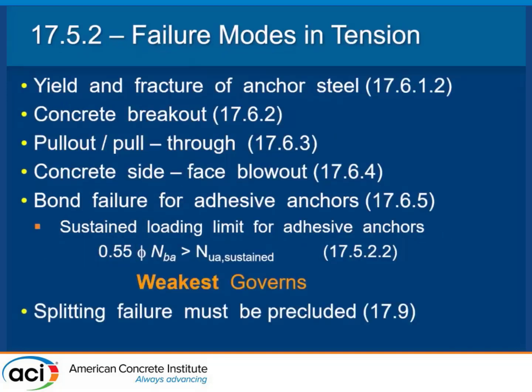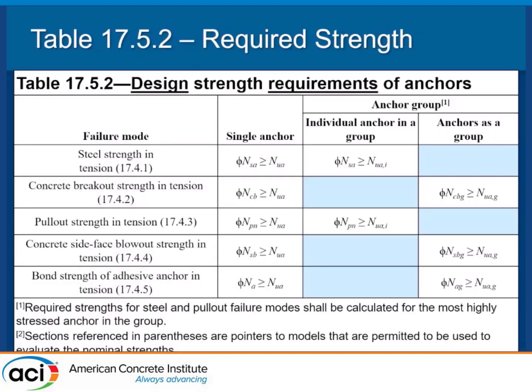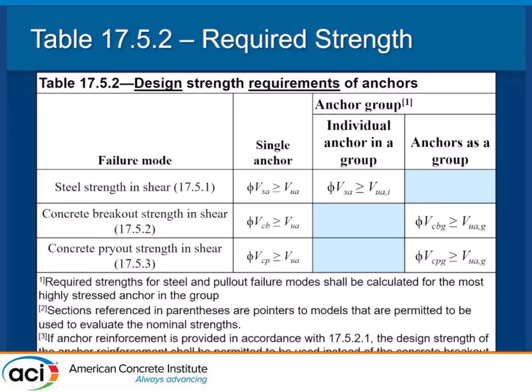So once again, these are the failure modes. I have it kind of throughout the presentation. Where do you find the list of that? There's a table in 318 called 17.5.2. They list them again. They give you directions and where the requirements are in the chapter. All this information is really easy to find in Chapter 17.